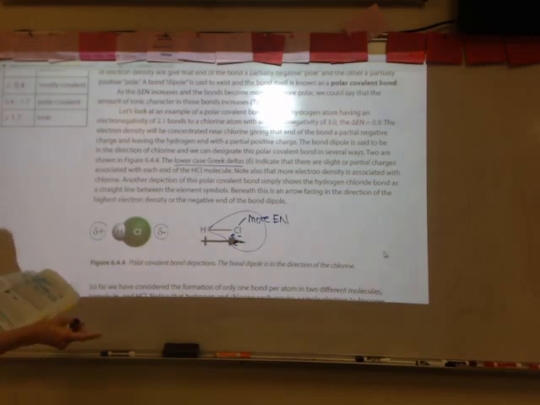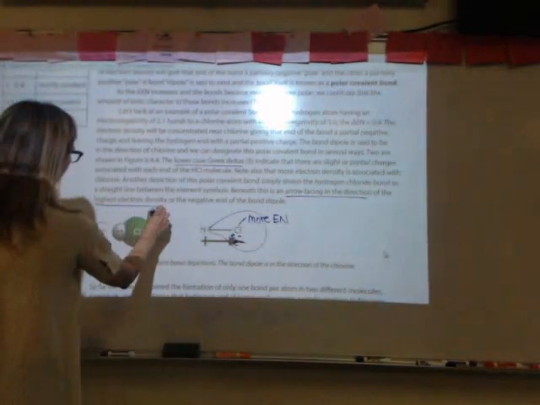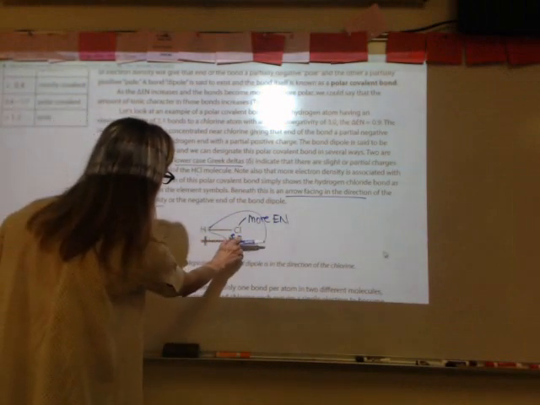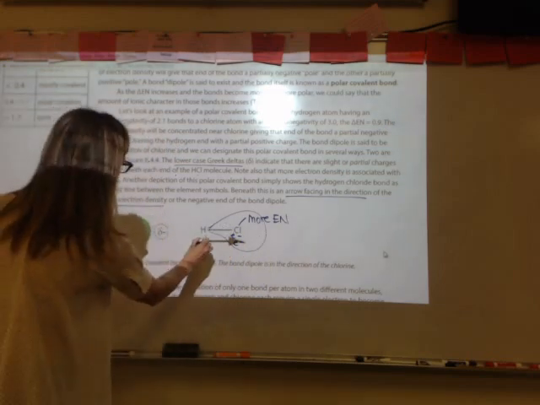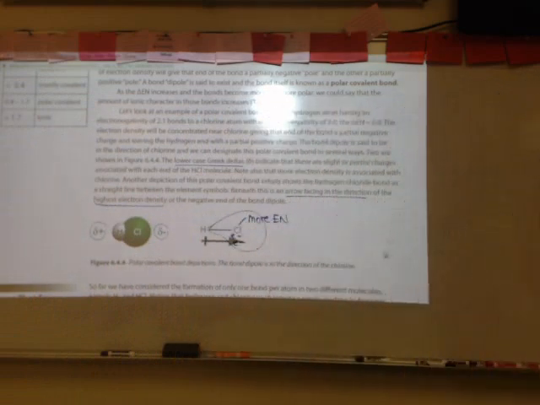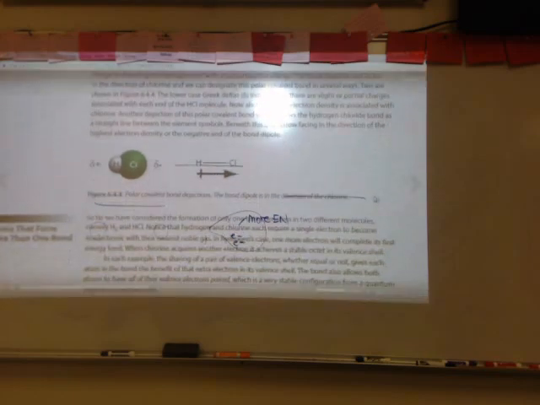We can also use an arrow facing in the direction of the highest electron density, or the negative end of the bond dipole. Here you see this arrow pointing in the direction of chlorine because it's more electronegative, and a little cross on the other end, okay? Now, these polar covalent bonds have an unequal sharing of electrons, and that's why we use these lowercase Greek deltas and this arrow to represent that.